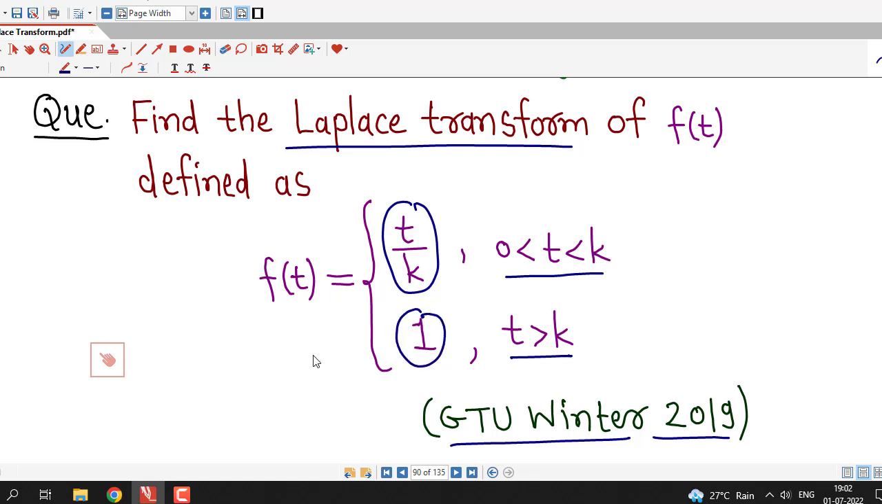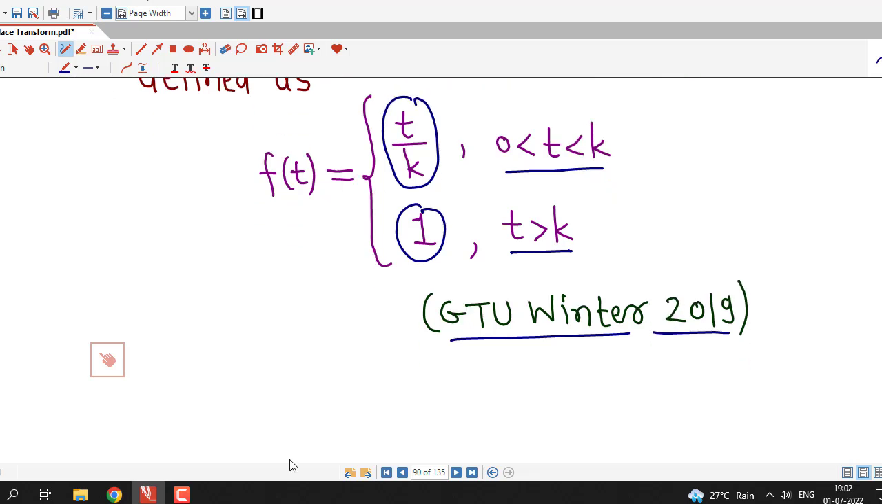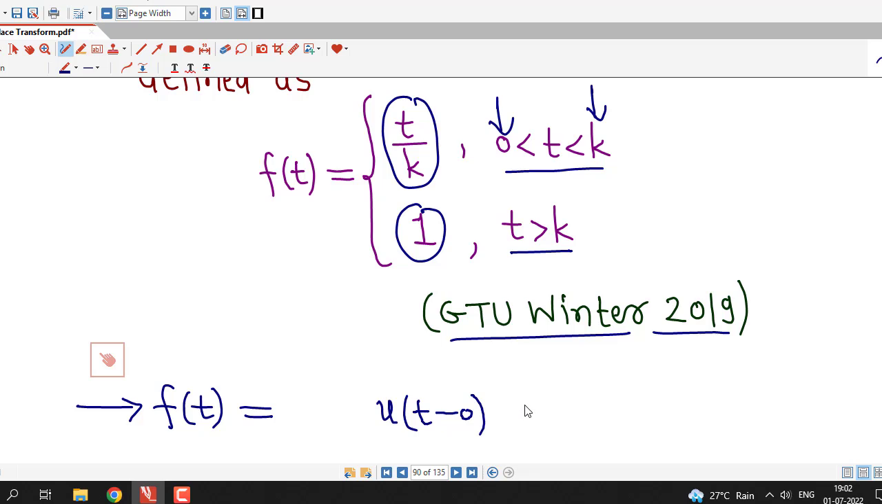is 1. And we have discussed in earlier lectures that whenever we have this type of discontinuous function, we can first express it in terms of unit step function, and then we can apply the second shifting theorem to find out the Laplace transform. So first we write the given function in terms of unit step function. Here the first interval is 0 to k, so the endpoints of this interval are 0 and k. So we consider the difference of unit step functions at these two endpoints.